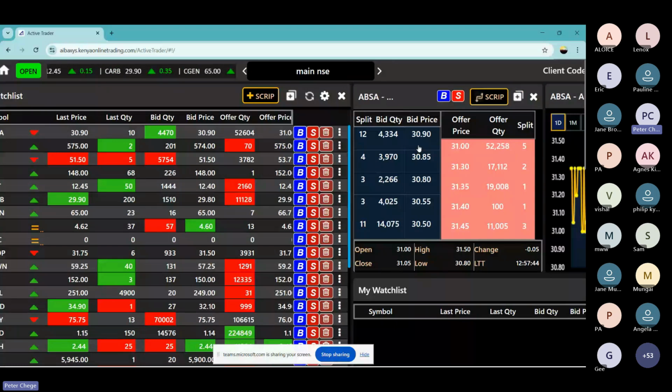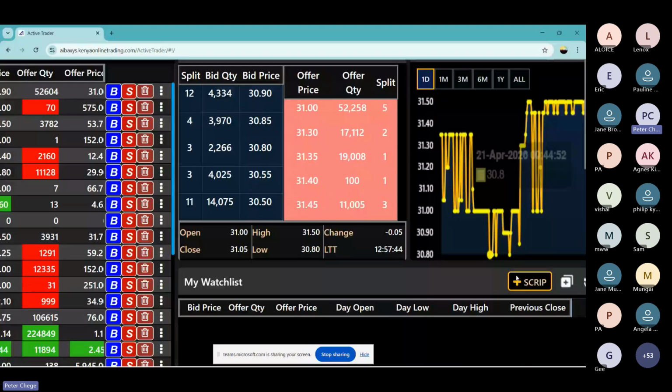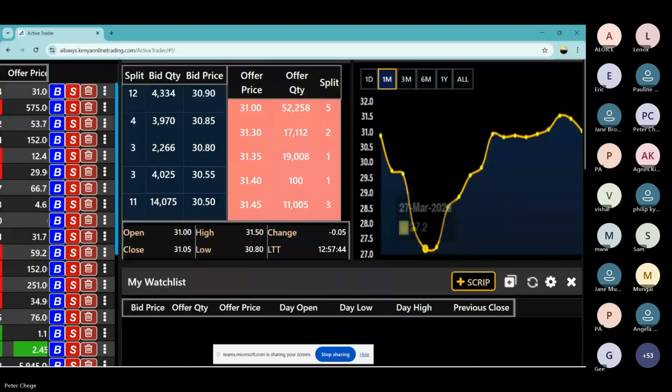No. You come now to the graph. Check the lowest for the day. It is here, 30.90. 30.80 is the lowest. That is for one day. You do 1 month. Check. This share has been going up. It is going down now. Is there a likelihood of that share going even further down?